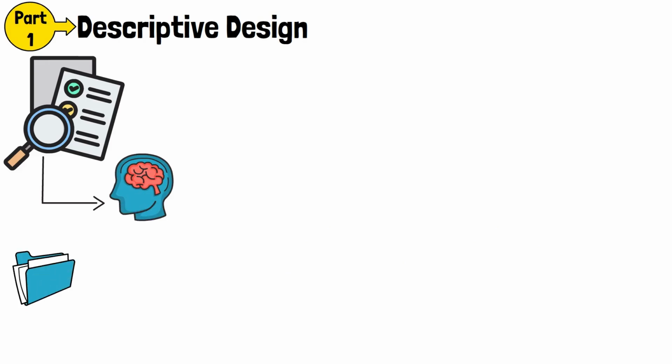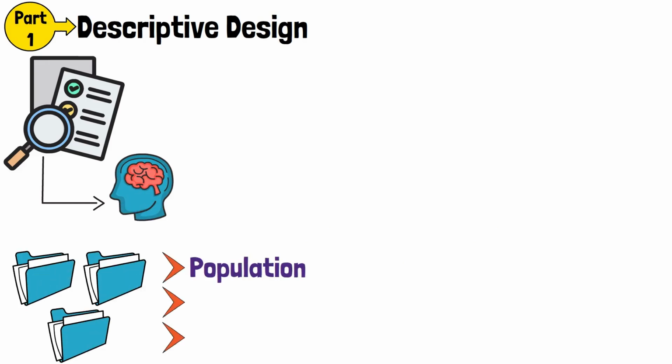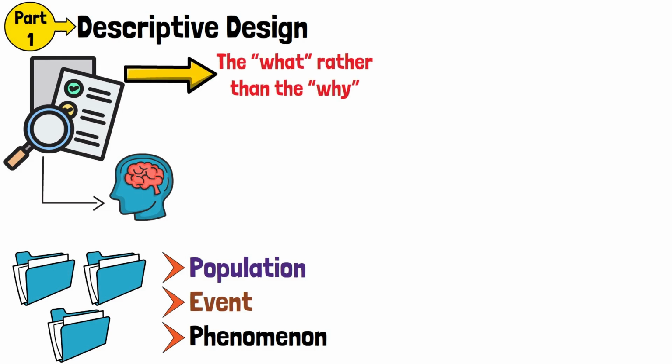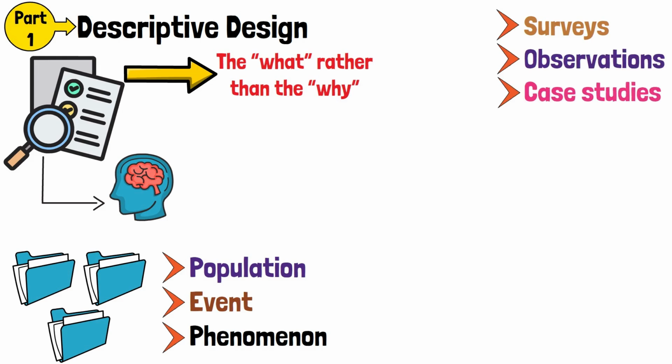Part 1. Descriptive design. Descriptive research focuses on understanding and documenting the characteristics of a population, event, or phenomenon. It answers the what rather than the why. Common methods include surveys, observations, and case studies.